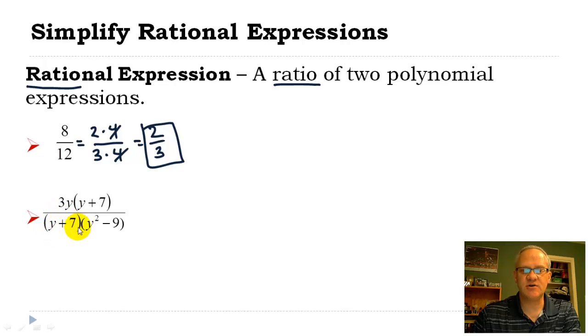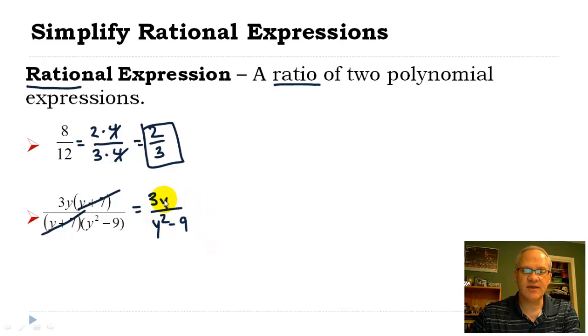The only way I can cross it out is if this whole parentheses, that whole y plus 7, can cross out, because it's being multiplied by another parentheses. And in this case we can, notice we have a y plus 7 on the top and a y plus 7 on the bottom. We can cross out that whole parentheses because that parentheses is being multiplied by 3 and y, and this y squared minus 9 is being multiplied by the y plus 7 on the bottom. So when we simplify this, we'd end up with 3y over y squared minus 9.